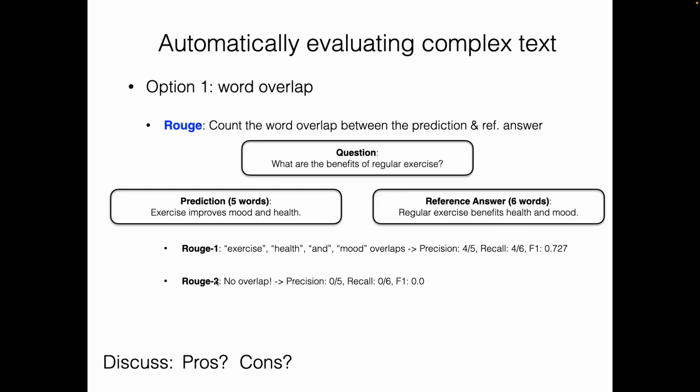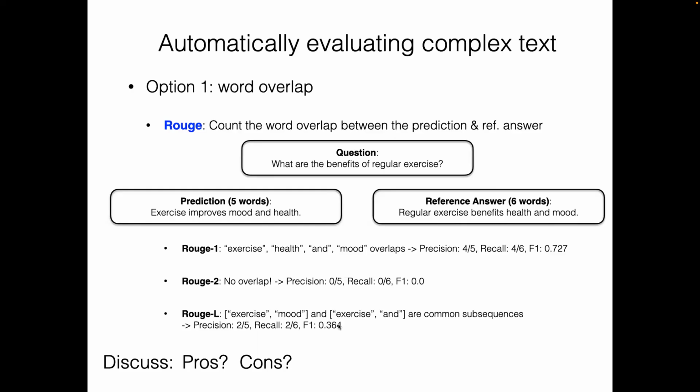You could try doing this with bigrams. In this case, it turns out there's actually no overlap between these two. And then Rouge L looks at the longest common subsequence. So here, exercise and mood should be the longest common subsequence between these two. So we'd get a precision of 2 over 5 because it's a subsequence of size 2, recall of 2 over 6, and then you take the F1 score.